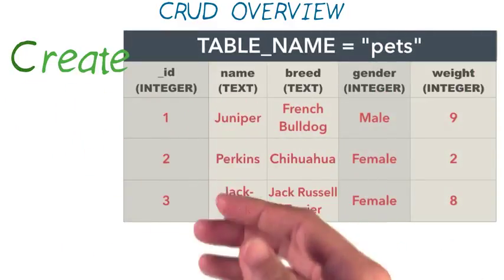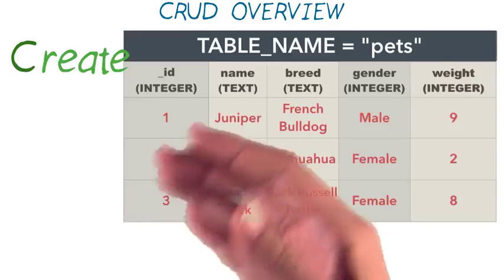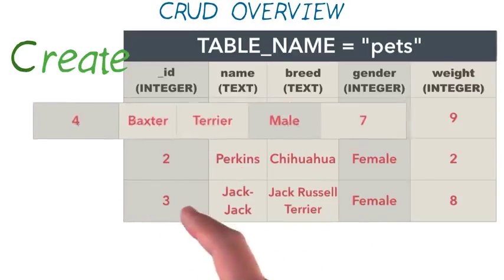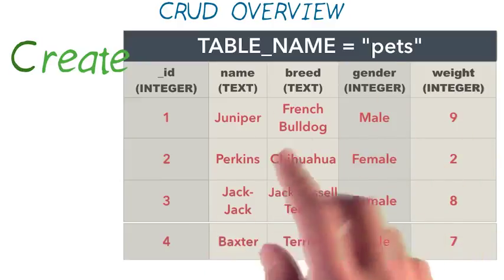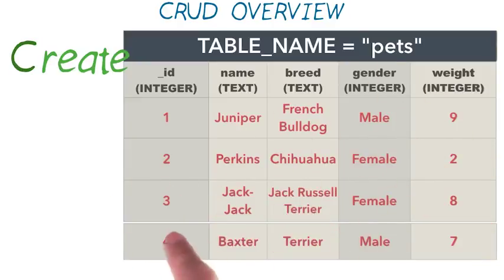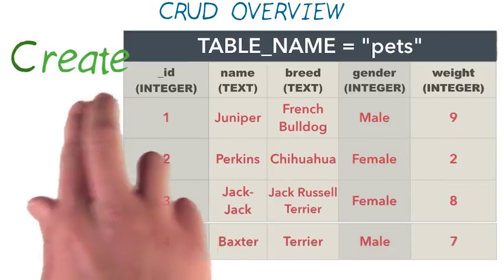So say we have a pet come in. It's a male 7-kilogram terrier named Baxter. He's brought into the shelter. So to add him to the table, we simply add another row to the table containing all his information. And so this is considered a create action.